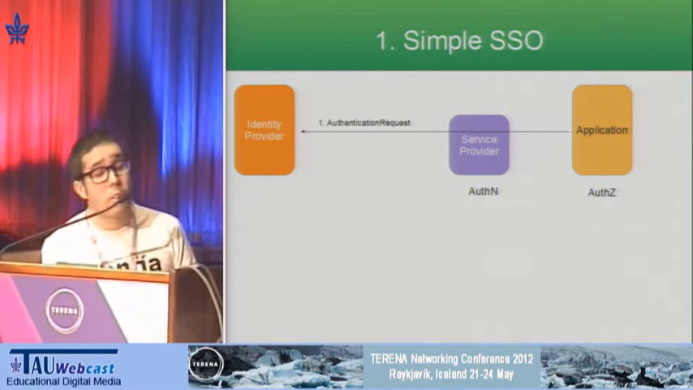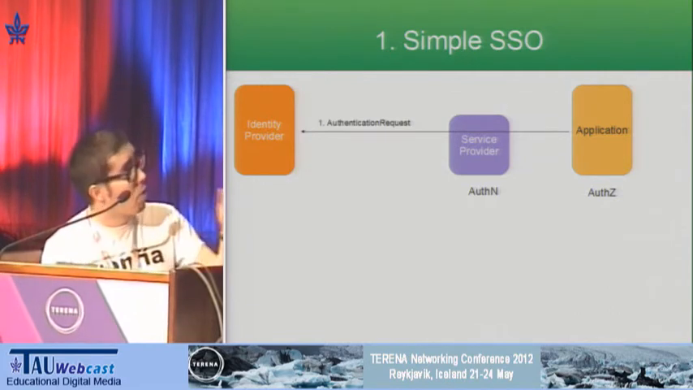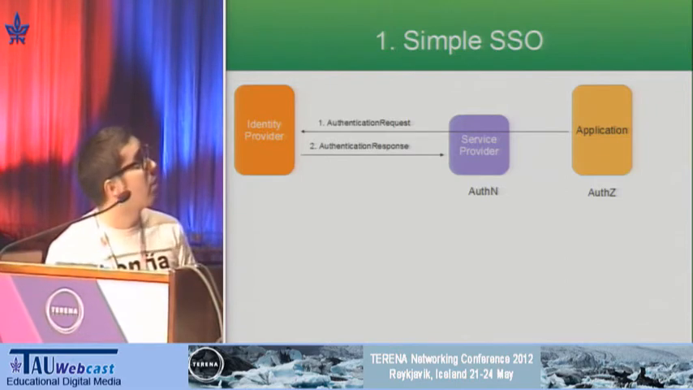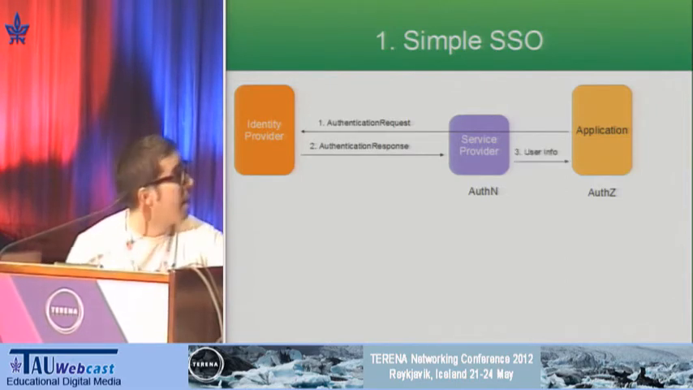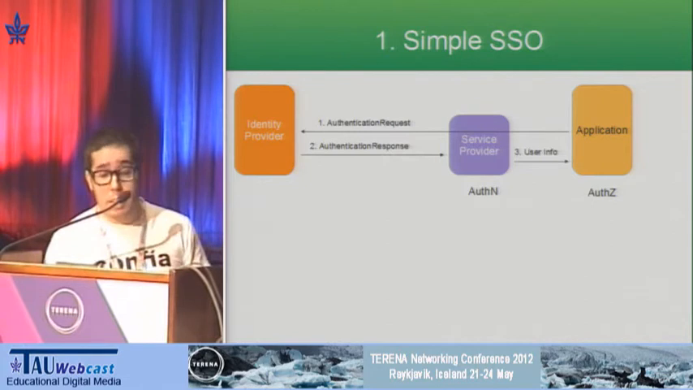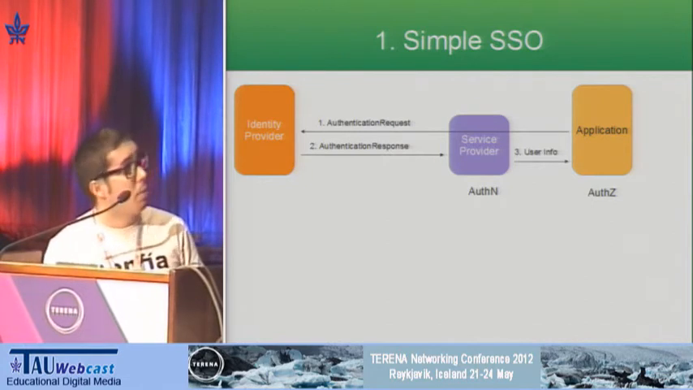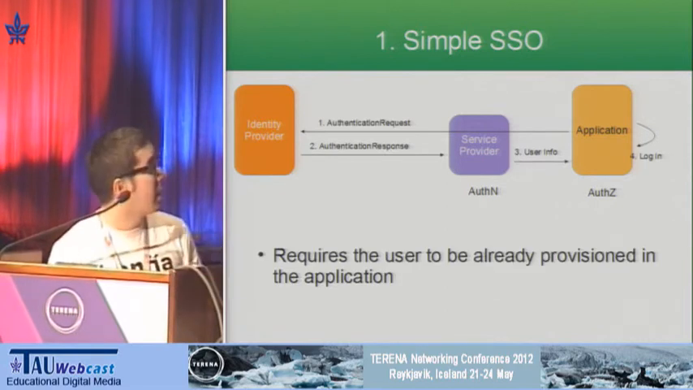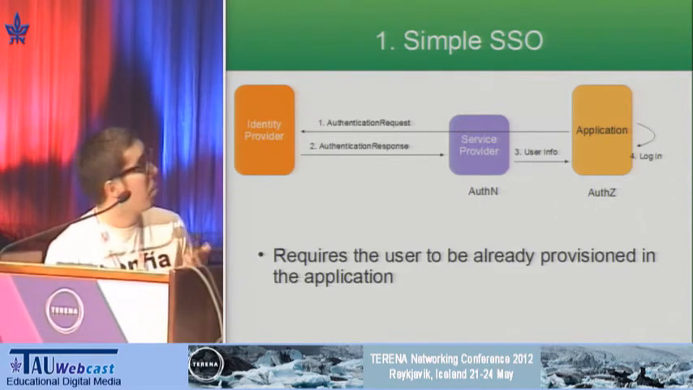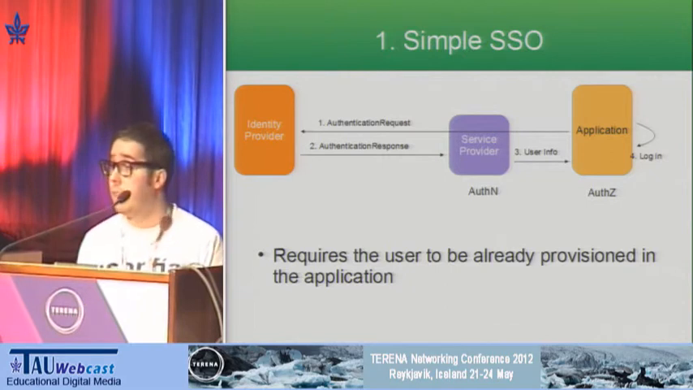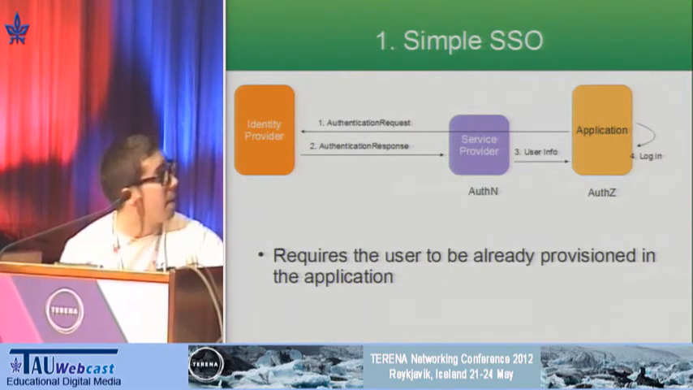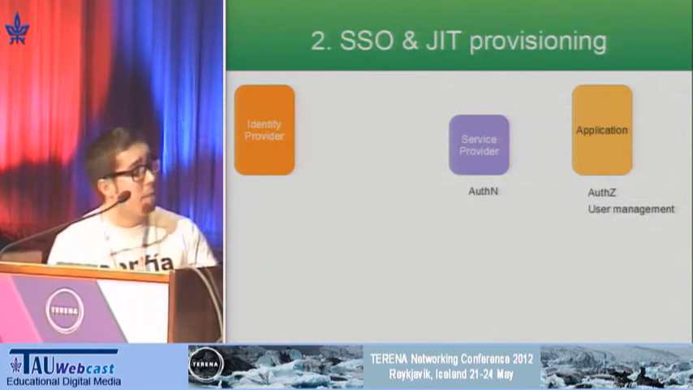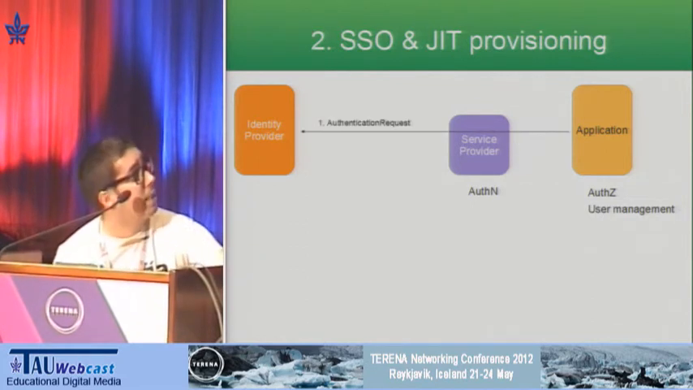So let's see a very rough diagram of single sign-on, where the application starts the flow with an authentication request to the IDP through the SP. Then the IDP responds with an authentication response. And then the service provider sends the user information, the user attributes, to the application, which logs in the user. But the problem here is that the user must be already provisioned in the application, which is a problem most of the time.